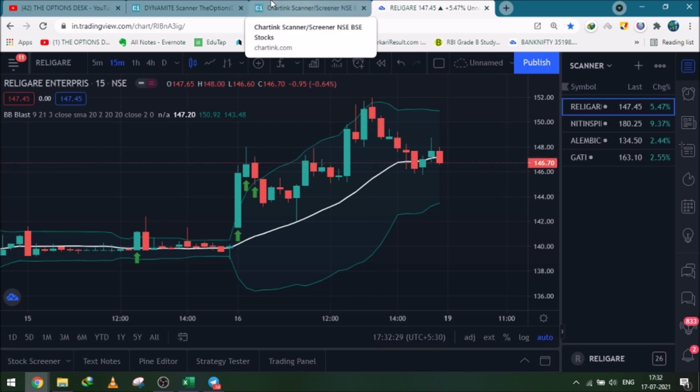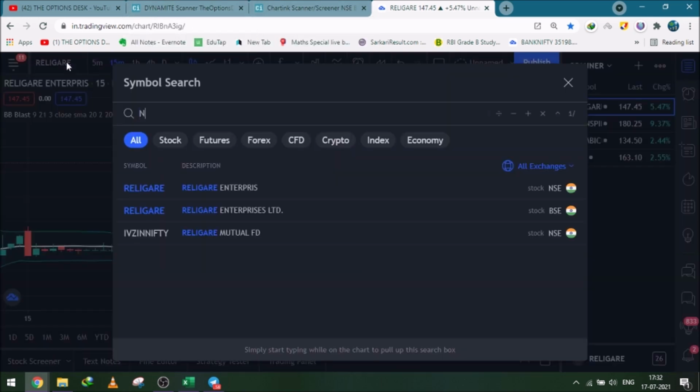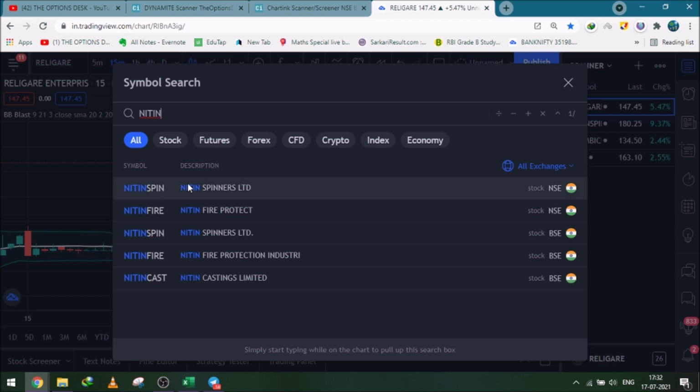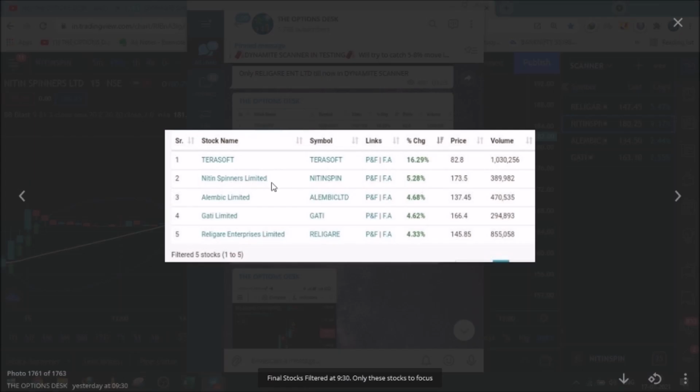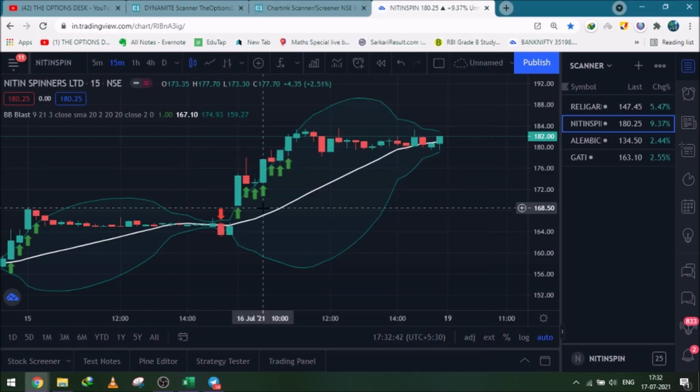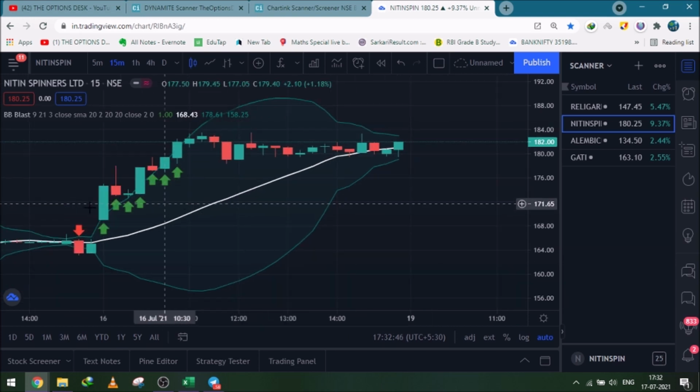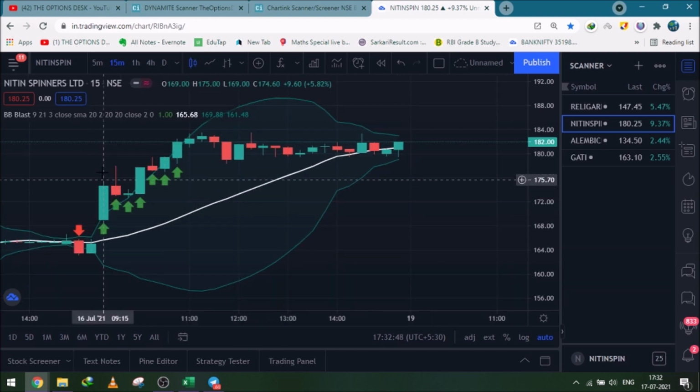Now let's see Nitin Spin. This was the stock that came, Nitin Spin, the second number stock, that was around 5% up at 9:30. Let's see how. Bollinger Band's blast, I entered at this high. Bollinger Band's blast on 15 minutes, first 15 minutes, this is a 15 minutes candlestick. I entered at this high.